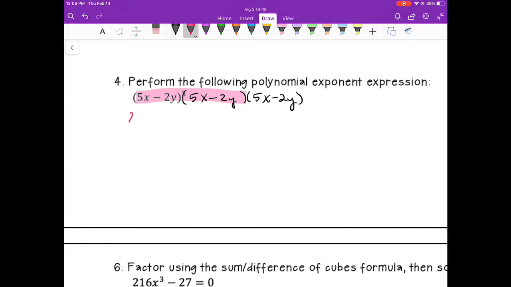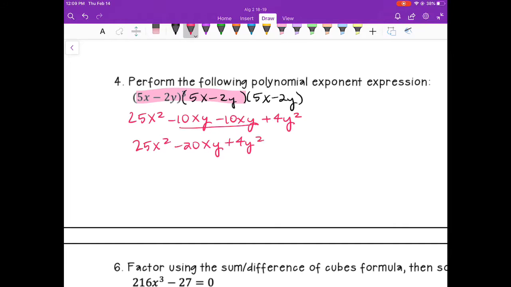So 5x times 5x, 25x squared. My outsides, 5x times negative 2y, minus 10xy. My insides give me the same thing, minus 10xy. And then negative 2y times a negative 2y is a positive 4y squared. Before we take the time to multiply that by our last 5x minus 2y, let's combine those outside and inside terms. So 25x squared minus 20xy plus 4y squared, we'll take that and multiply by 5x minus 2y.